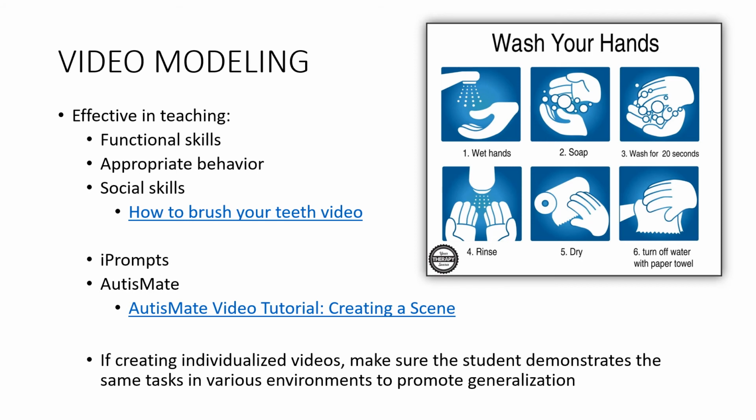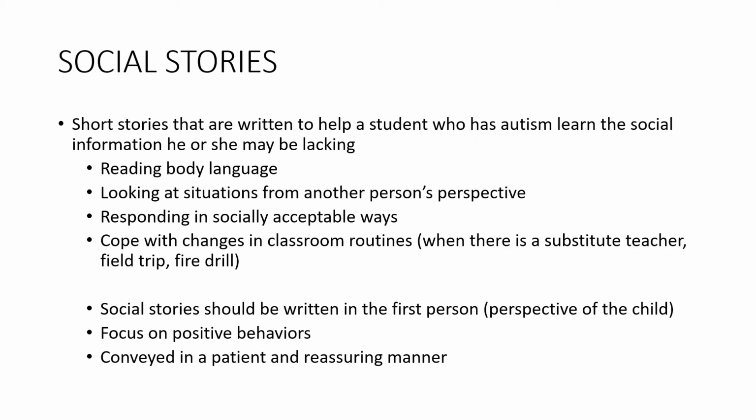Social stories are short stories that are written to help a student who has autism learn the social information he or she may be lacking. So it might help them with reading about body language, looking at a situation from another person's perspective, responding in socially acceptable ways, and then coping with changes in classroom routines when there's, let's say, a substitute teacher, a field trip, or a fire drill where there is some sense of unexpectedness.